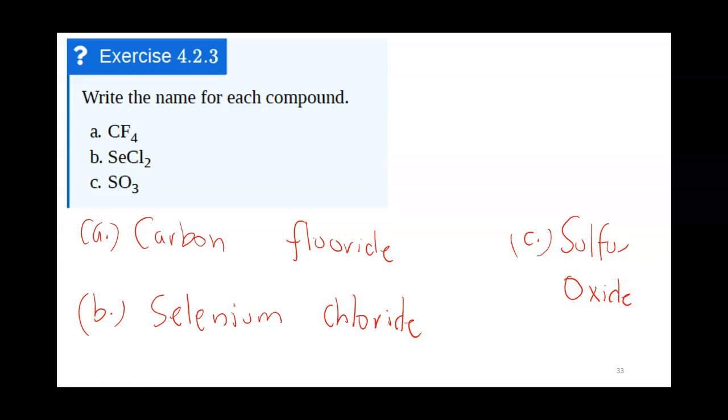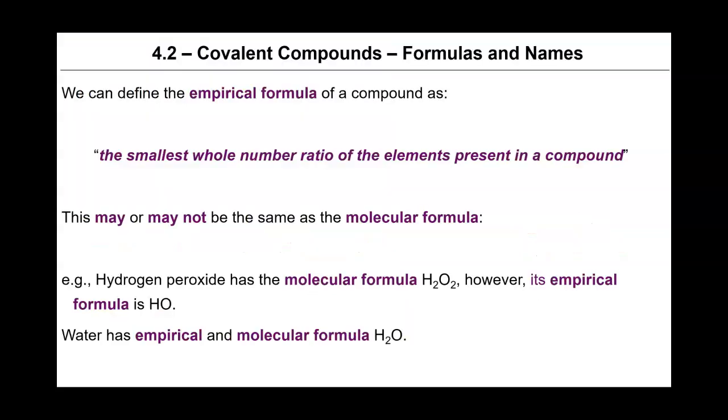And now we're going to add in our prefixes. None of them need a prefix for the first element because there's only one of them. There's 4 fluorines, so we're going to call that tetra. There are 2 chlorines, so we're going to call that di. And there are 3 oxygens, so we're going to call that tri. So we end up with carbon tetrafluoride, selenium dichloride, and sulfur trioxide.